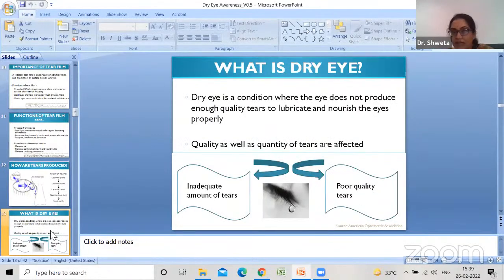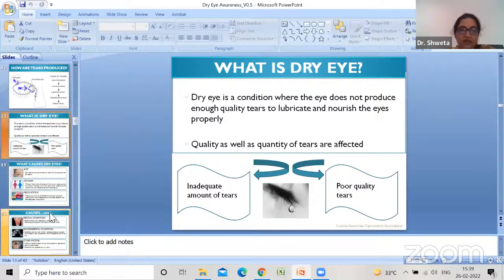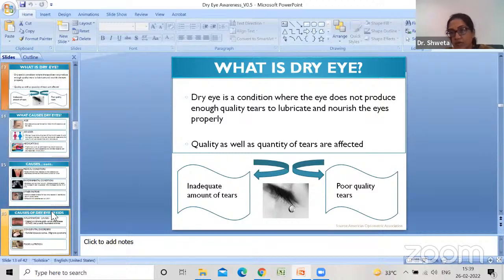So now what is dry eye and why is it important? Dry eye is a condition where either the eye does not produce the proper quality or quantity of the tears, or the tears are produced in a good quantity, but they evaporate very fast from the eye because of the quality of the tears. So either tears are not produced in enough quantity or they are not of good quality.